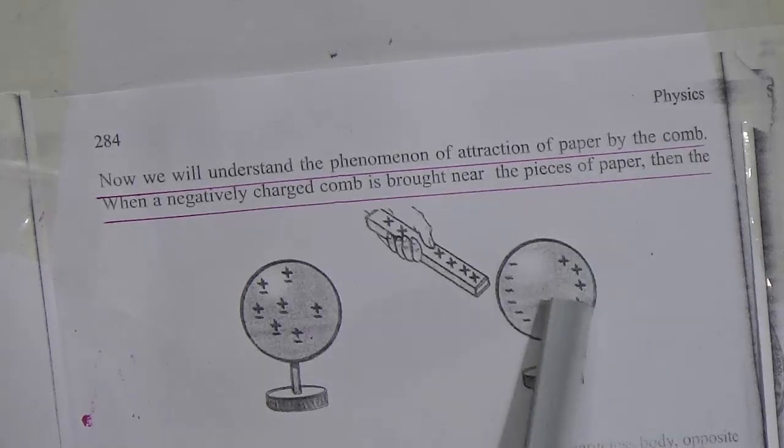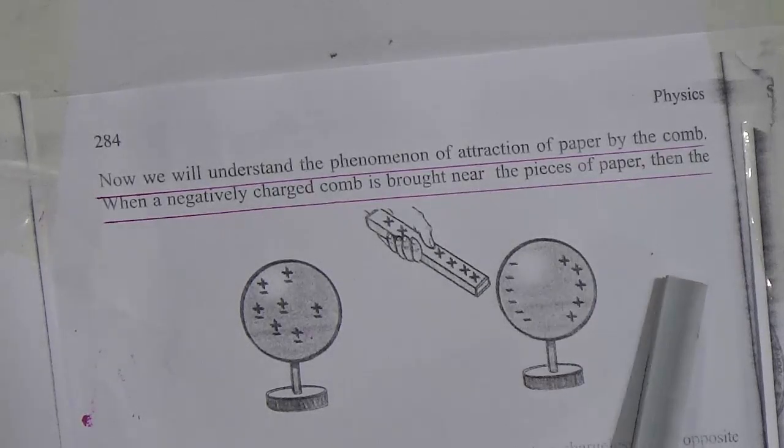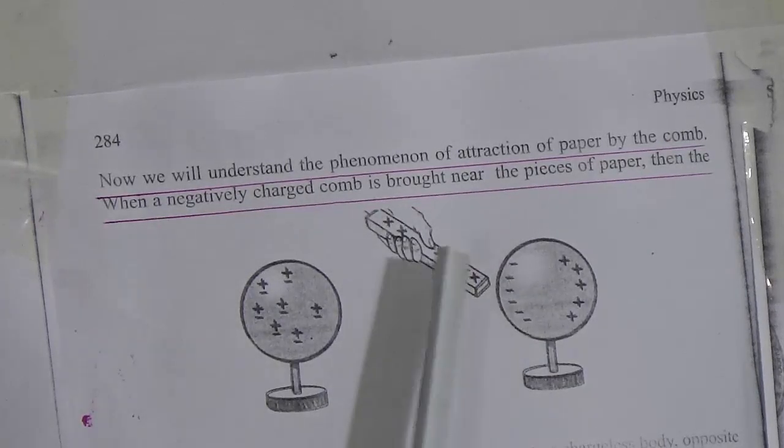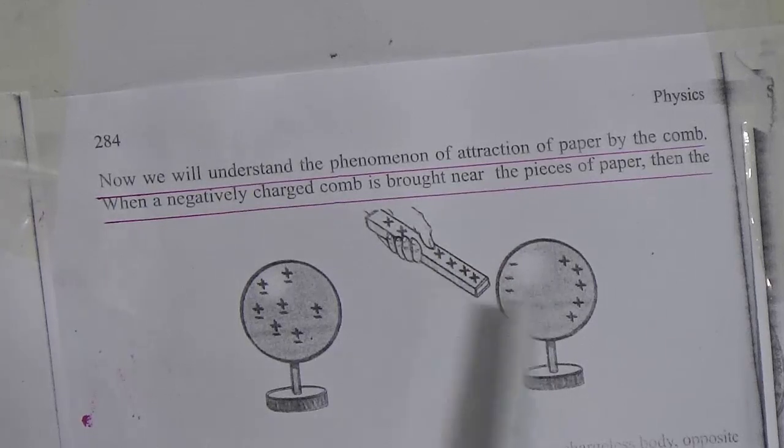Okay, so now the glass rod is positively charged and the part of the sphere near the glass rod is negatively charged, so they will attract each other. Positive and negative, so they will attract each other.